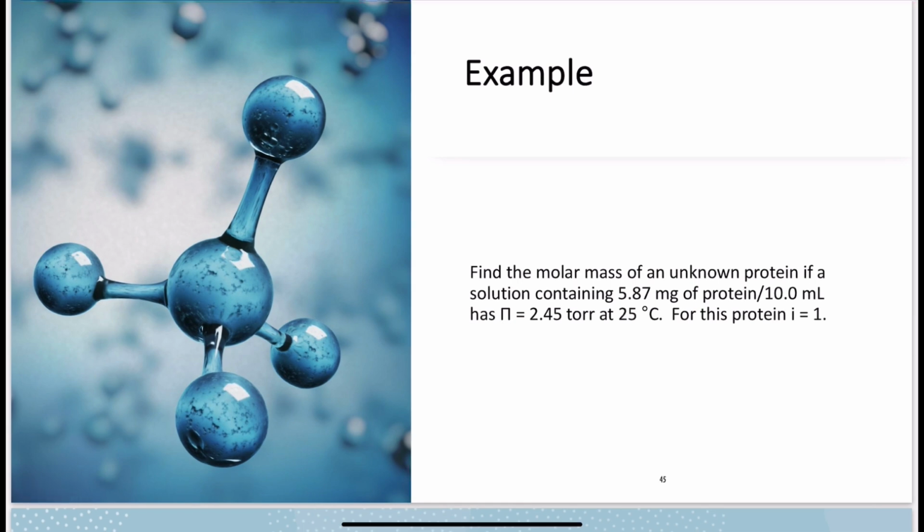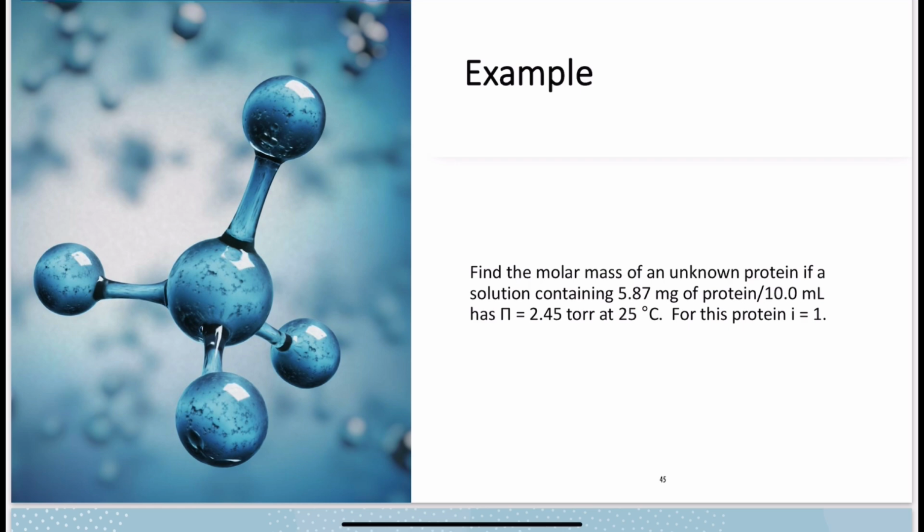Find the molar mass of an unknown protein if a solution containing 5.87 milligrams of protein in 10 mL has an osmotic pressure of 2.45 torr at 25 degrees C. For this protein, I equals 1. Now, I intentionally put this question in my notes a few years ago because I used to use it on exams, and it threw students off really badly because it's going to give us a very large number.